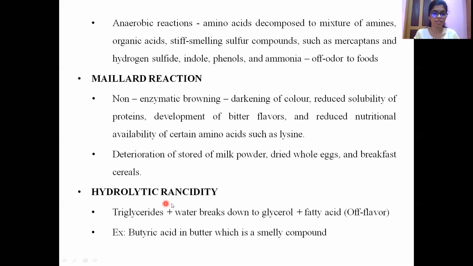And next is hydrolytic rancidity. Generally when triglycerides come in contact with water, they break down into glycerol and fatty acids, and these fatty acids may be short chain or long chain, and they cause off flavor. One fine example is the butyric acid that is created in butter when it comes in contact with water, and it is a smelly compound which indicates the spoilage of butter.